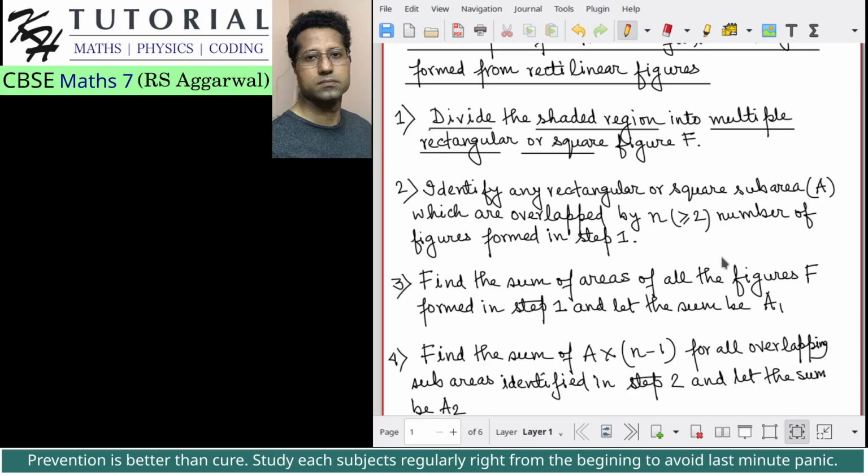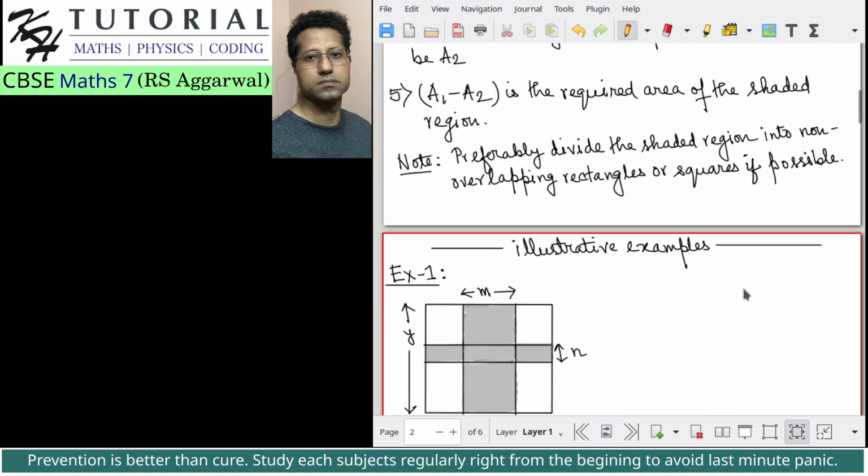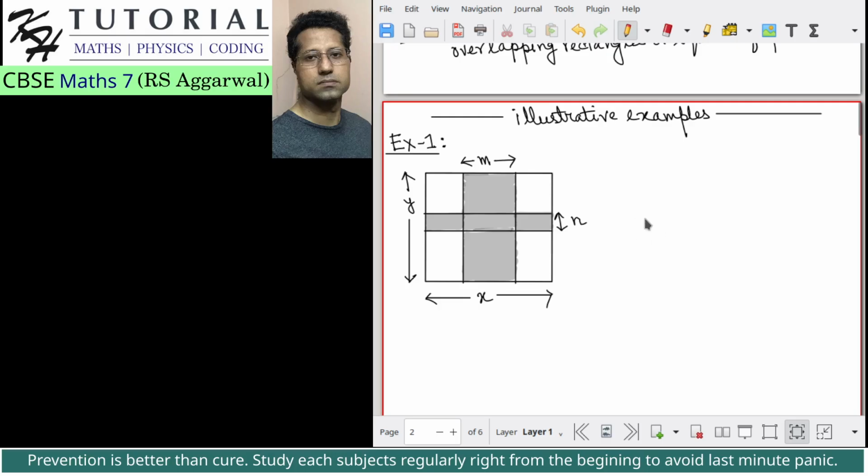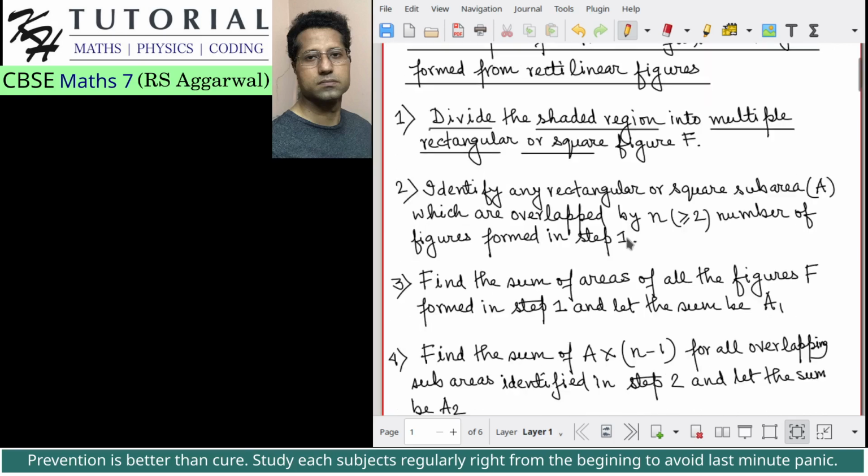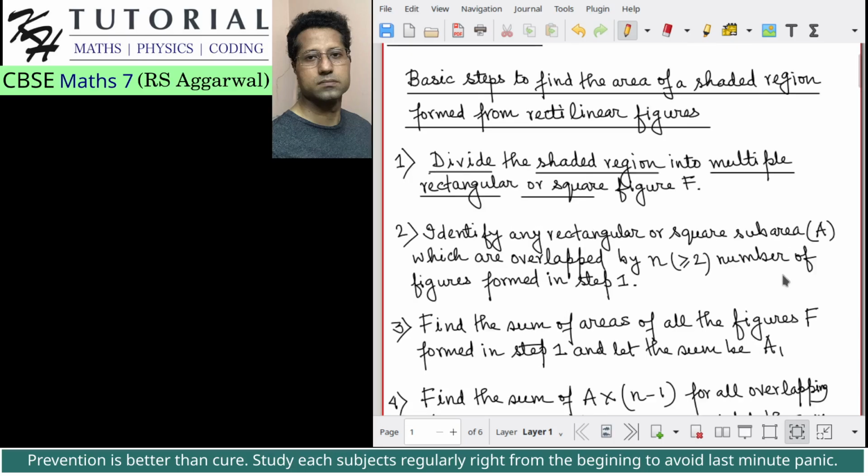So let's say there is a shaded region. Let's take for example this one. This is one of the illustrative examples that I will explain. As you can see, the shaded region is highlighted with a gray color. In this, we have to find the area, and as you can see, the shaded area can be made up of many rectangular or square figures. So the first step is you divide the entire region into multiple rectangular or square figures. Let's say those figures I am referring to as figure F.